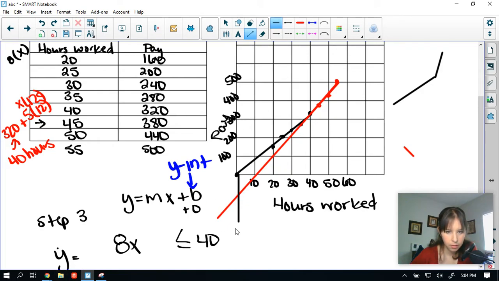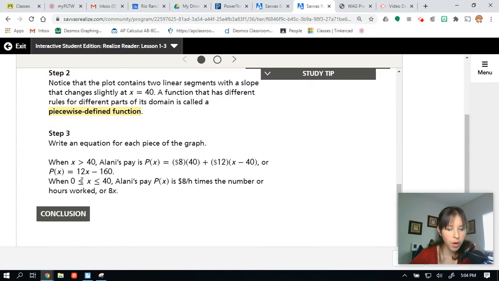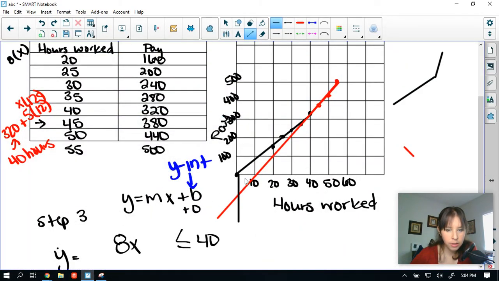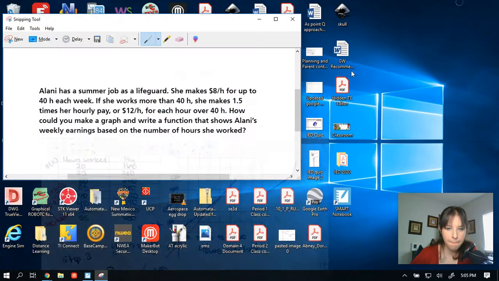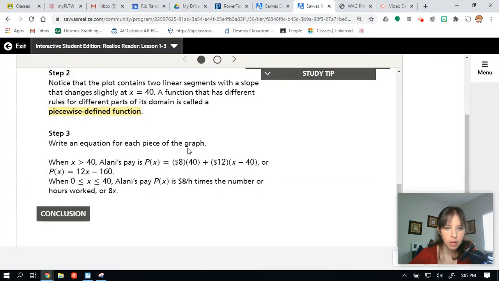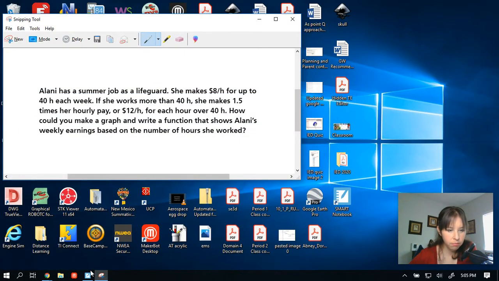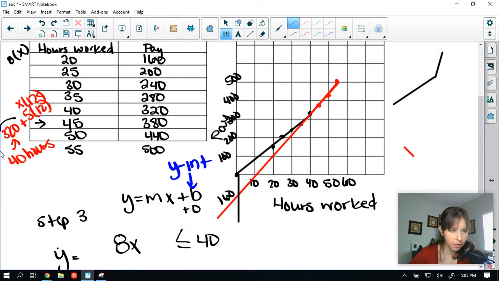All right, so our slope in this case is going to be 12 because she's making $12 an hour. If I were to look at this, this roughly goes to 160. So again, it's going to be 8 times 40, which gives us this 320, plus 12 times x minus 40, because again, we've shifted off to the right.